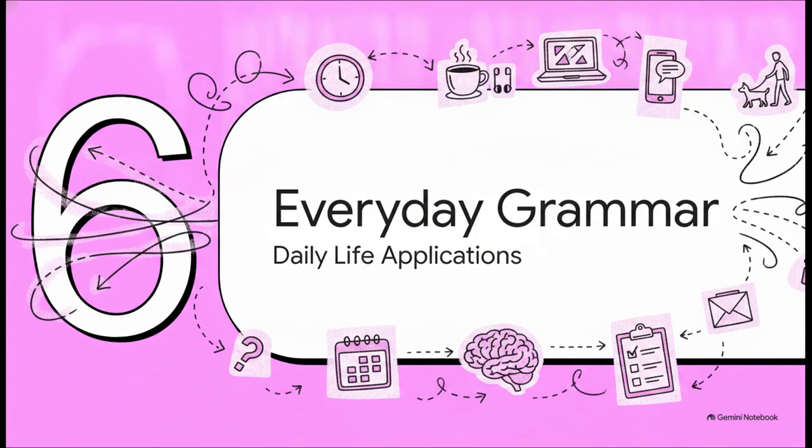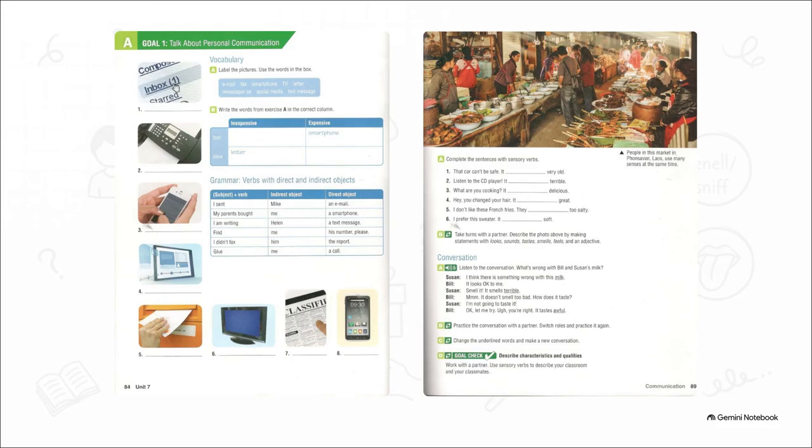Section 6. Grammar in everyday life. As we bring this explainer to a close, it's time to connect both halves of our journey right back to your own daily routine. Look at these 2 images side by side. Whether you're firing off a quick text to a friend, which, remember, requires understanding your direct and indirect objects, or you're walking through a local market smelling delicious food, which requires your sensory verbs and adjectives, these grammar rules are fundamentally the invisible architecture of our lives.